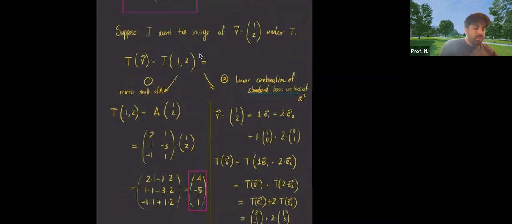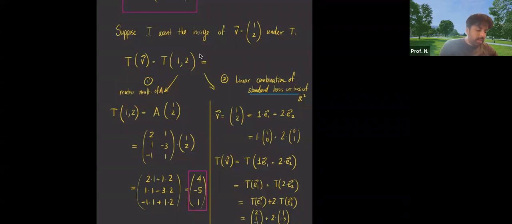I can view this in two different ways. Either I can just say, hey, let me just left multiply 1, 2 by A. And that gives me the vector 4, negative 5, 1. So if I take 1, 2 under T, I get 4, negative 5, 1. In other words, 1, 2 is being mapped to the vector 4, negative 5, 1 when I apply the transformation T to it. That's one way to view this transformation.